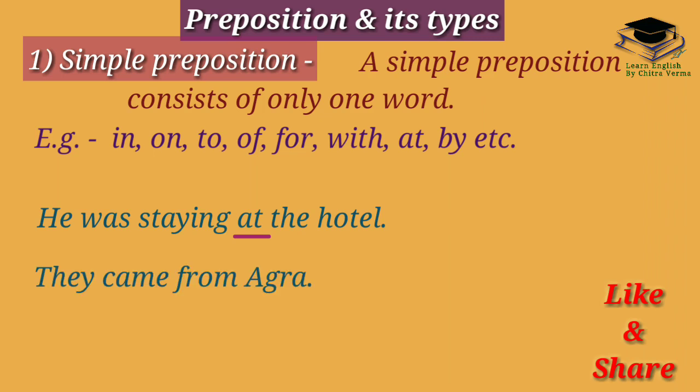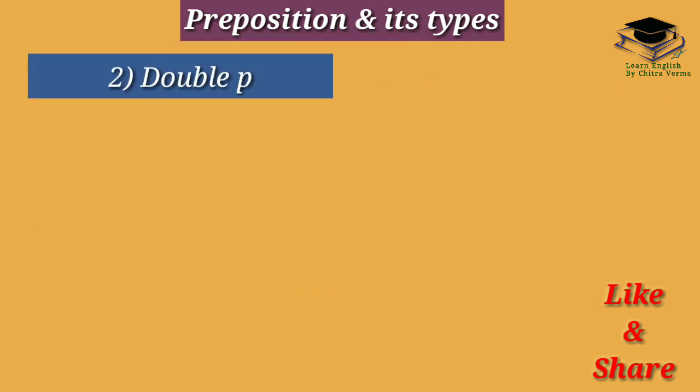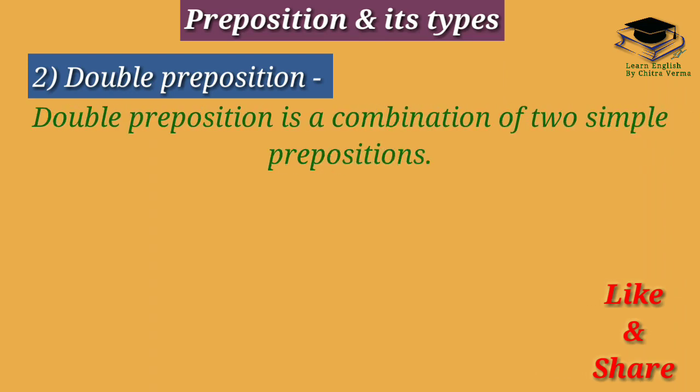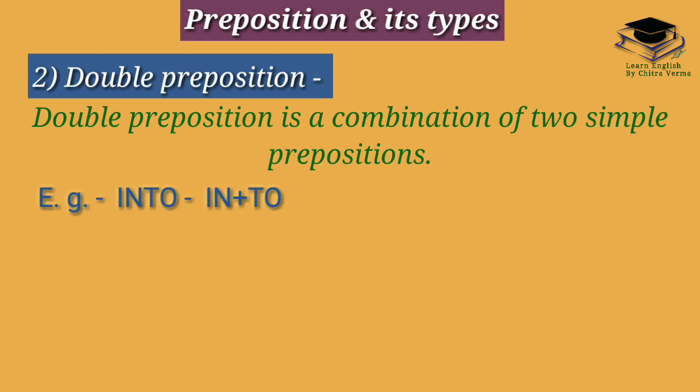The next example is, they came from Agra. Agra is a noun. From is a preposition which is used before a noun. This preposition consists of only one word, so it is a simple preposition. Now come to the second type, double preposition. Double preposition is a combination of two simple prepositions. When two simple prepositions are used together, they are called double preposition. For example, into. The preposition into is made up of two simple prepositions, in and to. So it is a double preposition.